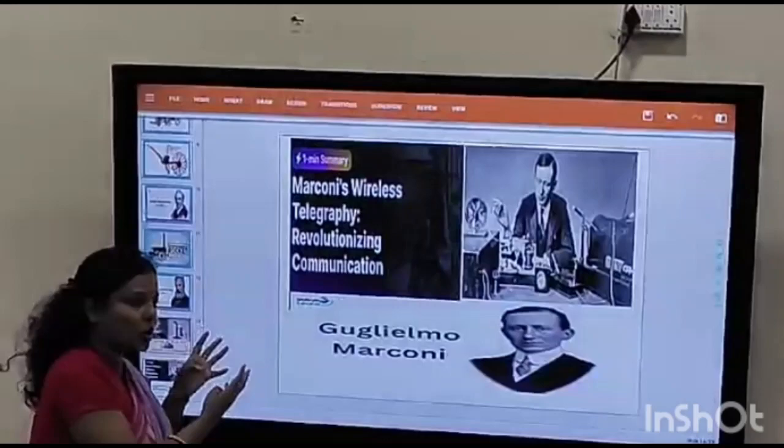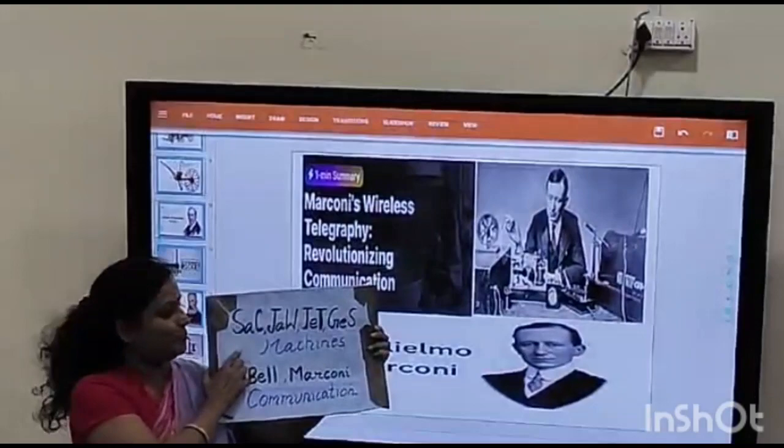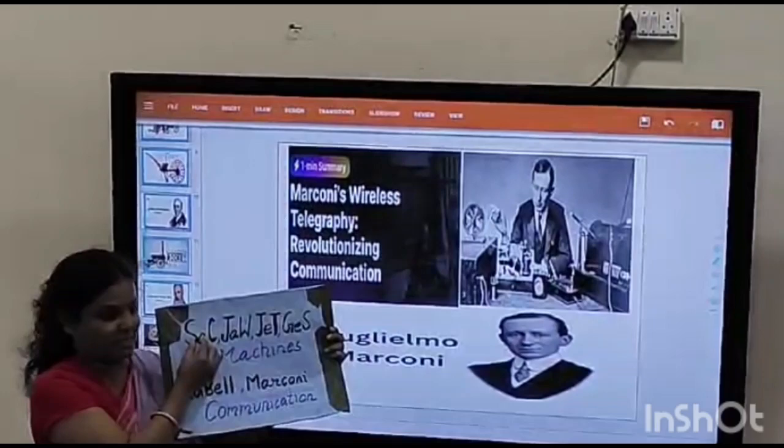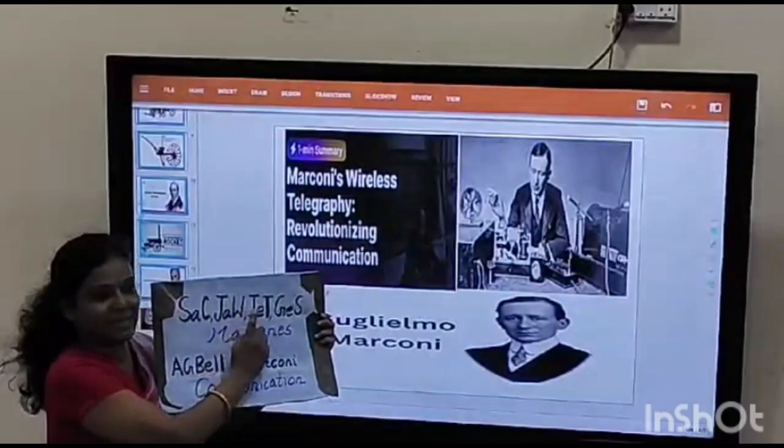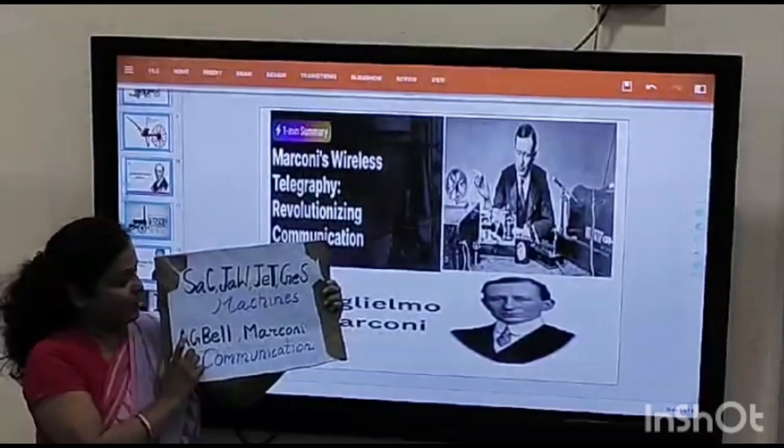After this, I made this: SACK JAW JET. Sack means Samuel Crompton. Jaw means James Watt. See, "Sa", means only the first two letters, "C" is his surname. Then Jaw, then Jet Tull, and Jess, George Stephenson. They were related with machines, means they invented machines. Next comes AG Bell, means Alexander Graham Bell, and Marconi, they dealt with communications.